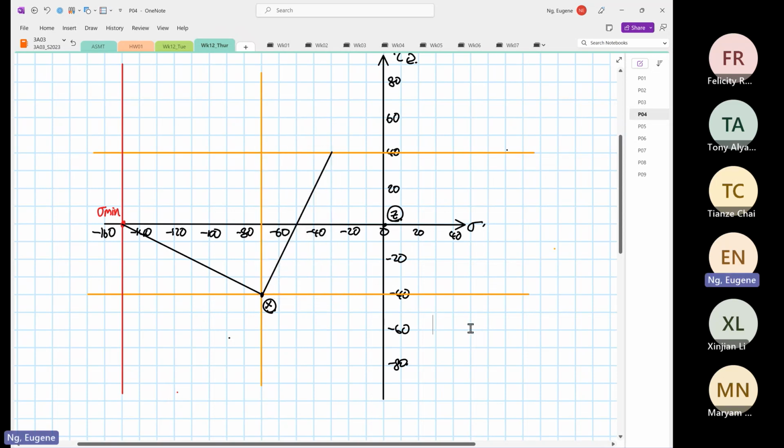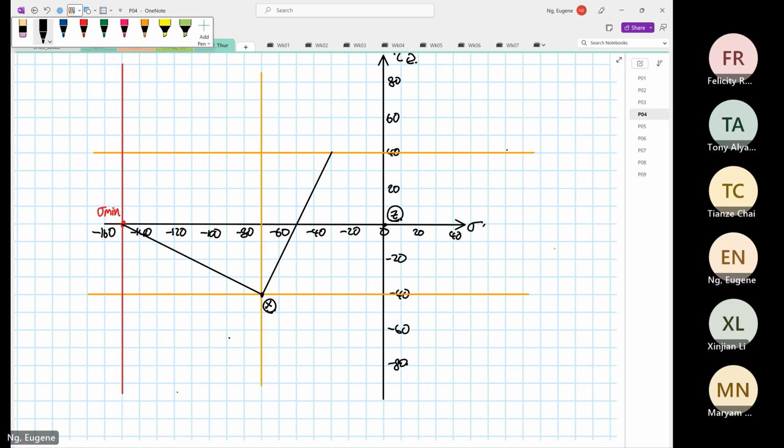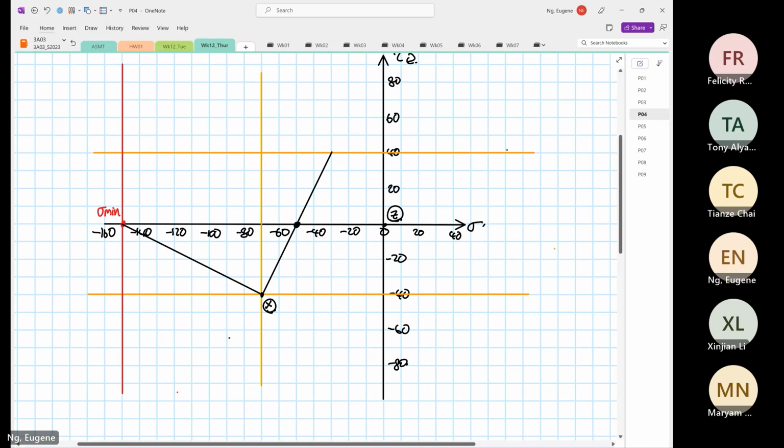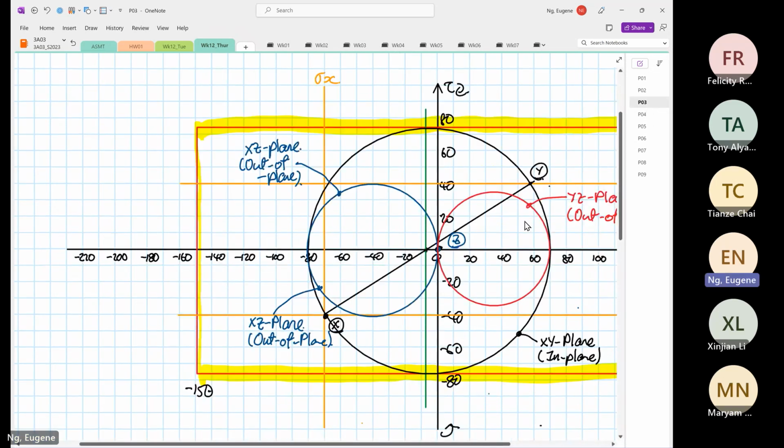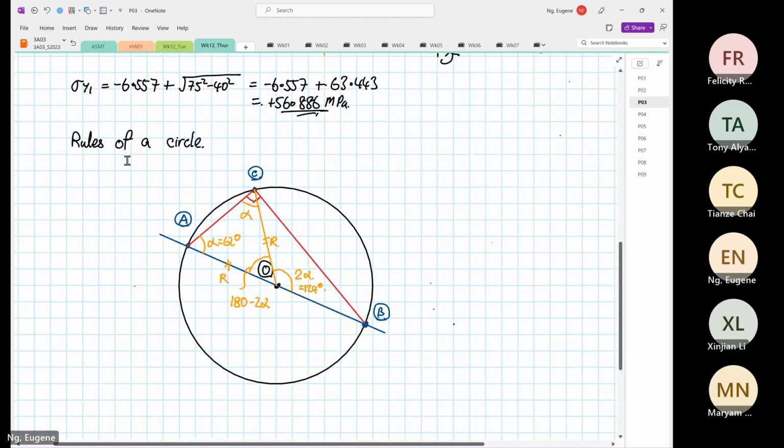So I'm going to call this point over here, where they intersect, my stress A. Yeah, that is my stress A. So I'm applying the rules of the circle. Some of you may say, Eugene, what do you mean by applying the rules of the circle? I'll show you. We just learned the rules of the circle.